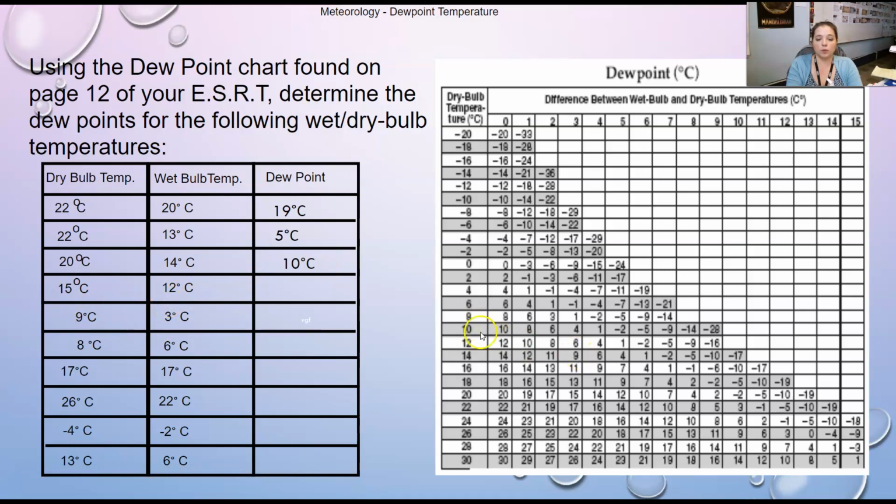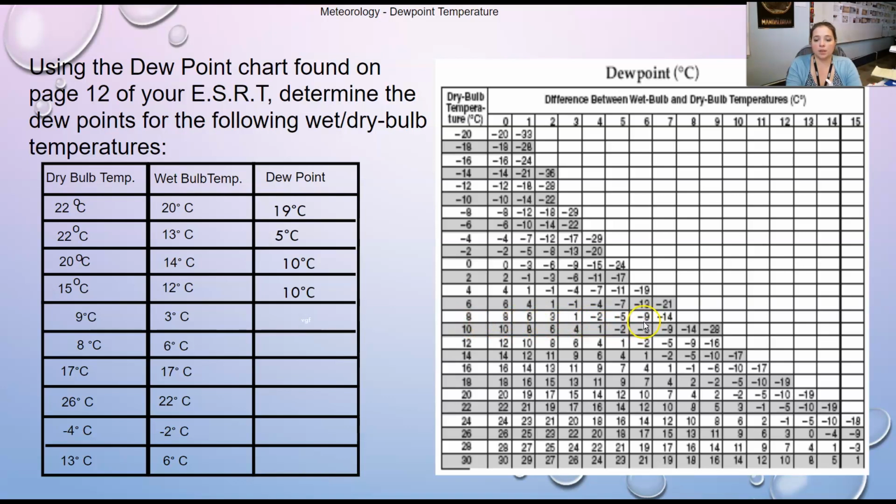15 and 12, so 15 with 3. So I'm going in between 14 and 16. I'm going over 0, 1, 2, 3. So in between 9 and 11 is 10. 9 and 3, difference of 6. So I go in between 8 and 10. Difference is 6, so I'm going to go over here.